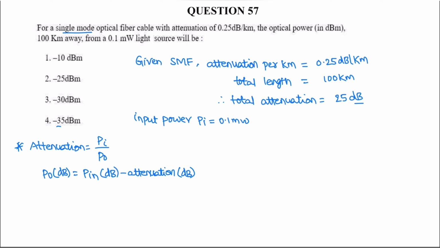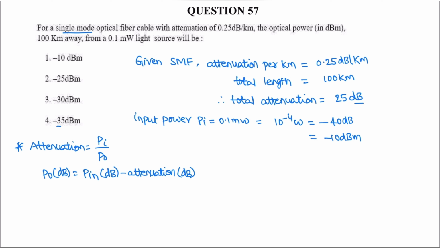We know that attenuation is given as the ratio of input power to output power. In attenuation, obviously the input power is higher compared to the output power. The input power is 0.1 milliwatt, which is equivalent to 10 power minus 4 watt. That is minus 40 dB. In terms of dBm, its value is minus 10 dBm. To convert dB to dBm, we add 30.